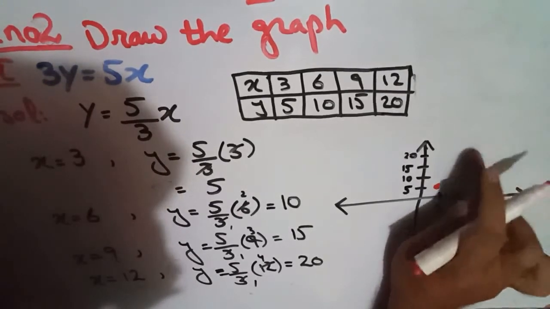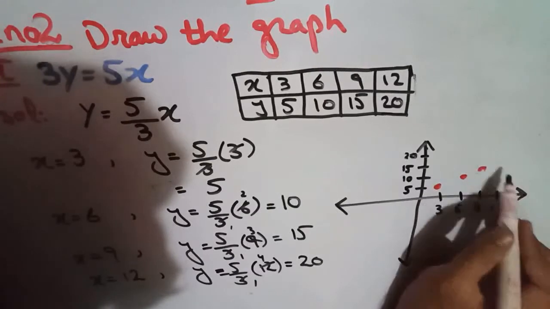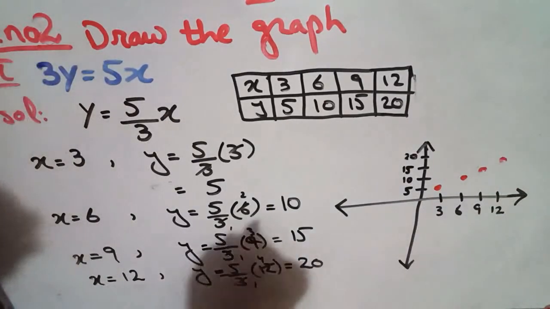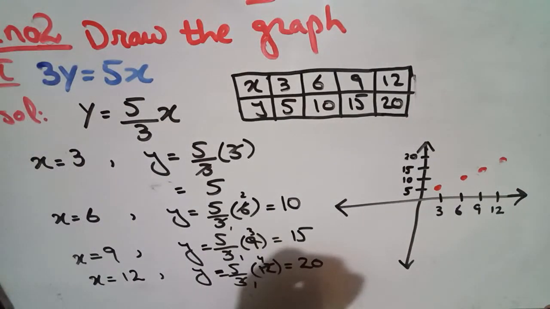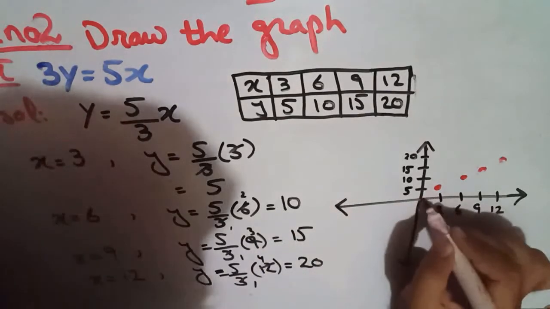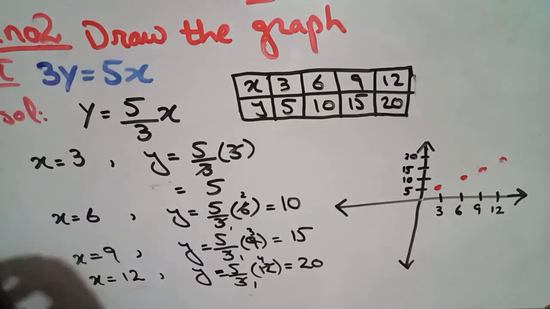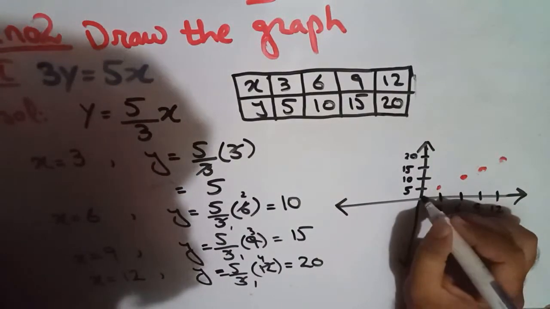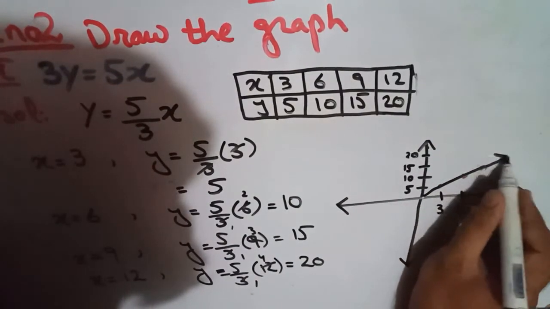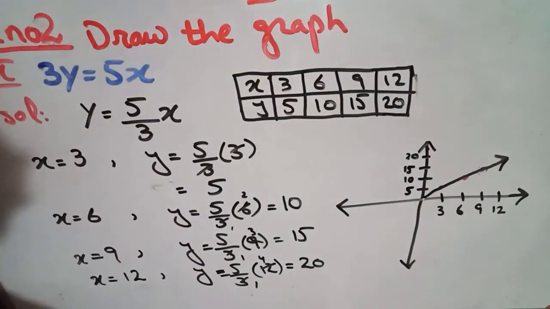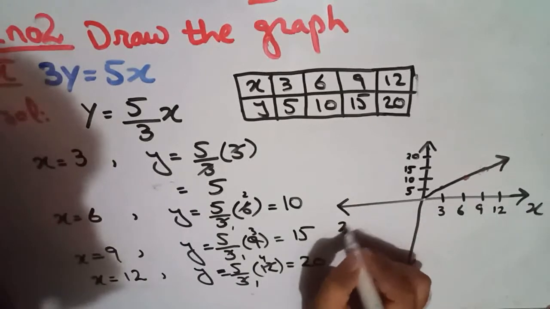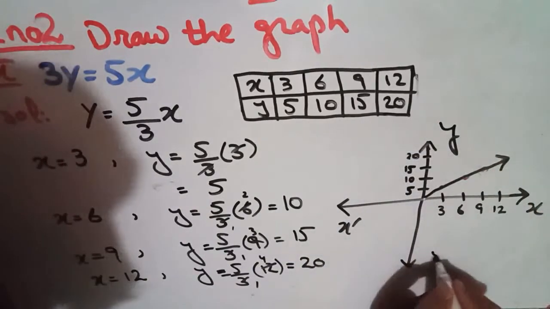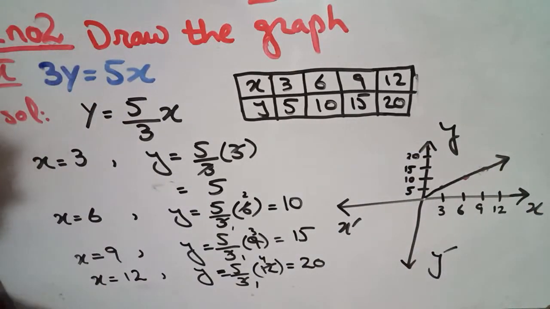So this line will be, because I am drawing it by hand, by myself, you can also use graph paper. Simply you can match these points. Okay, when you match these points, you will get this line. So this is the x-axis, negative x-axis, y-axis, negative y-axis. So this is the question, this is it. You will solve the questions like that.